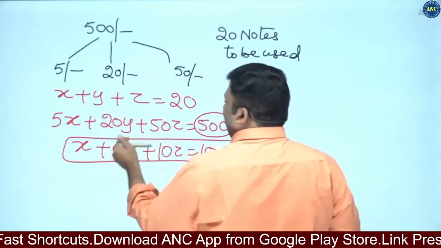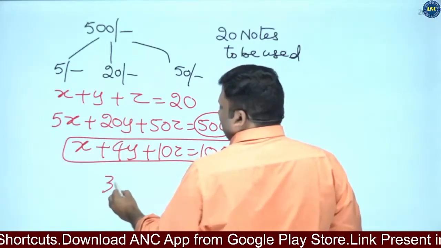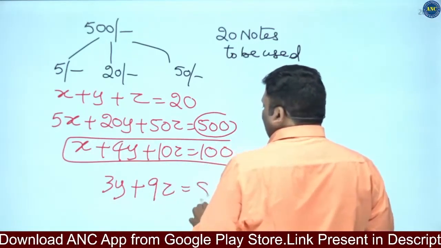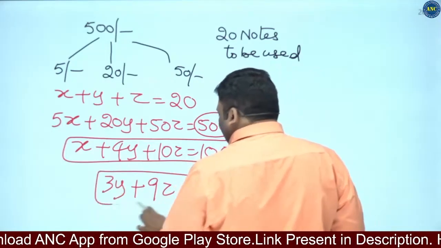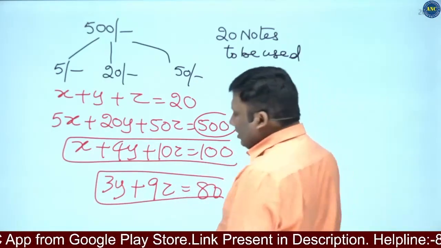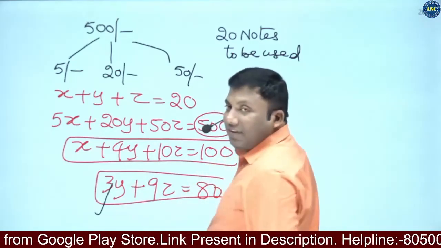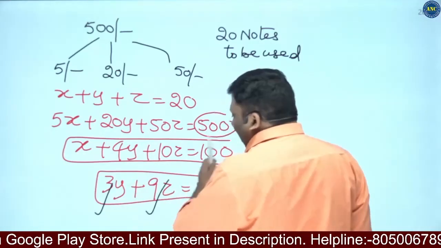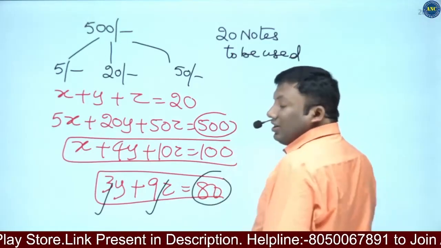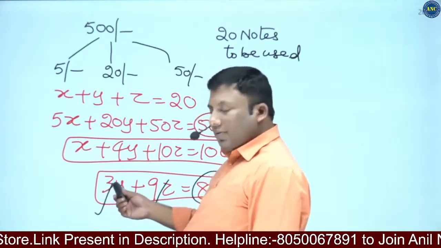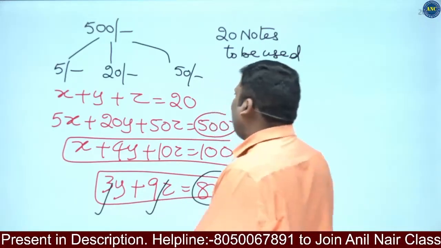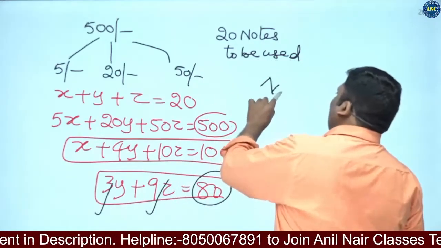If I subtract, 4y minus y is 3y, 10z minus z is 9z, 100 minus 20 is 80. 3y plus 9z equivalent to 80. 3y is divisible by 3. 9z is divisible by 3. Is 80 divisible by 3? No. So the answer is not divisible by 3, and so the answer is not possible.